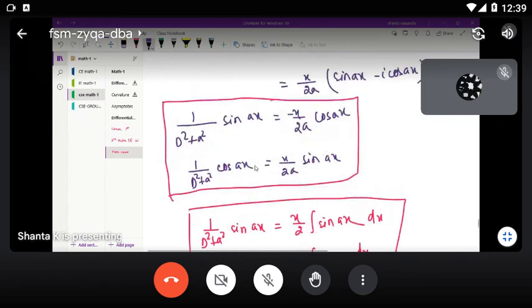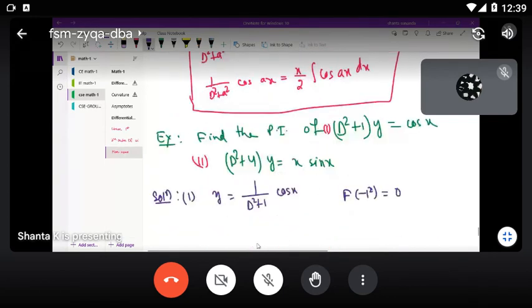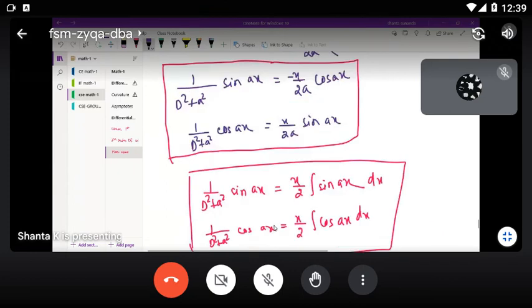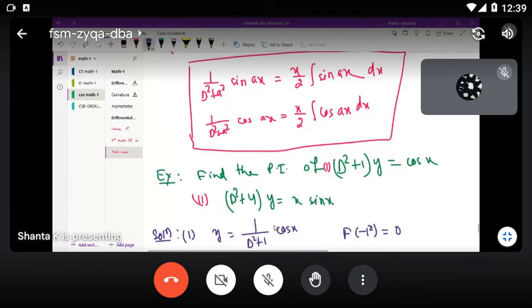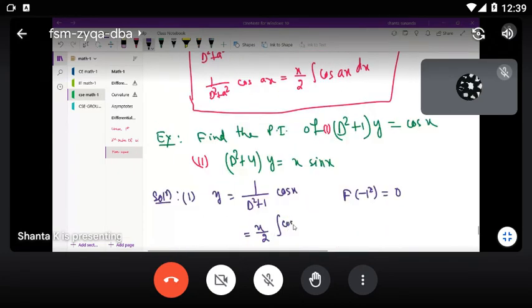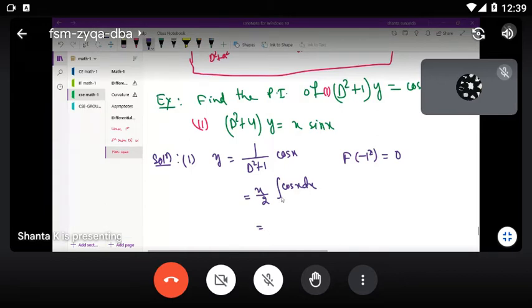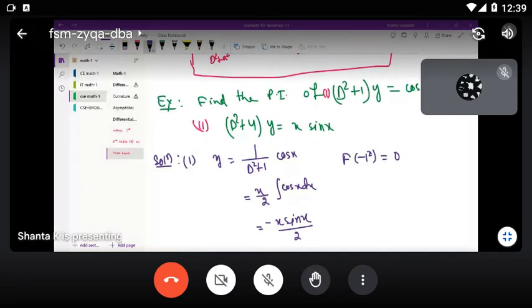We have cos x form. So x by 2a, a is 1 here. So here x by 2, the integral of cos x dx. You can see it will be minus sin x. A is 1, so minus x sin x by, sorry.